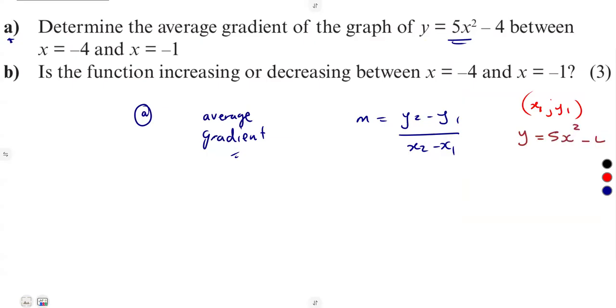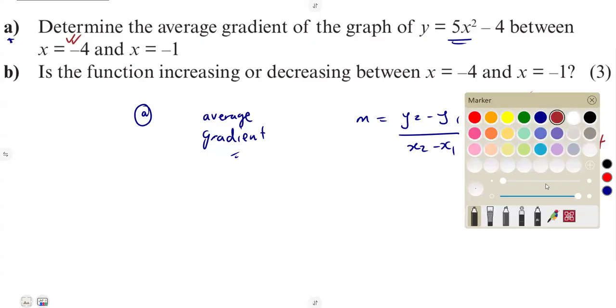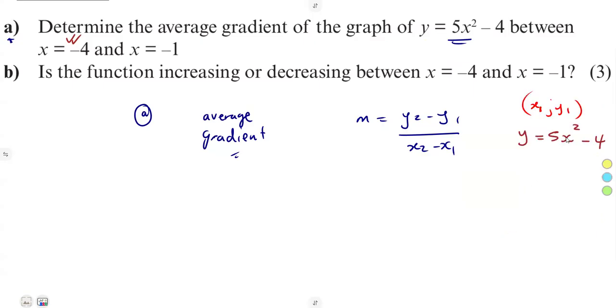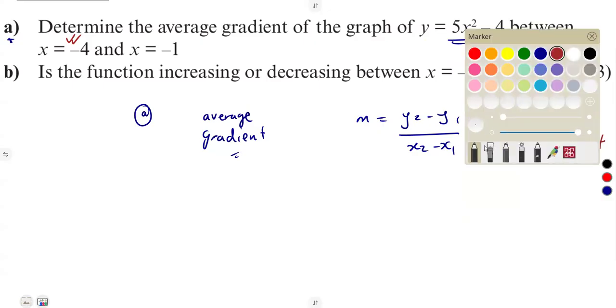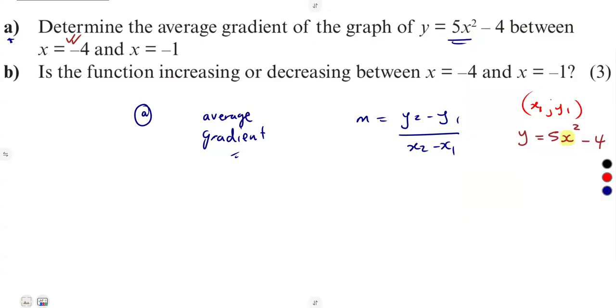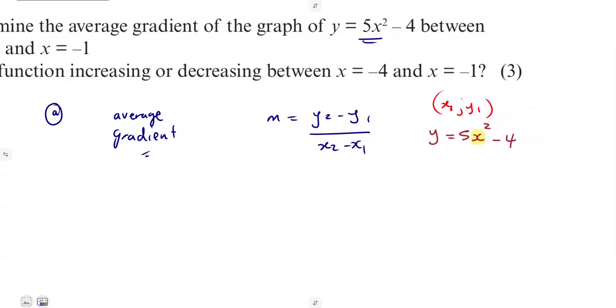Y is equal to 5x squared minus 4. From the value of x that you're given, you can find the y value by substituting that value of x where you see x here. That is the condition. So let's consider when x is -4. That is the first value of x. You can even start with when x is -1. It's not a problem.